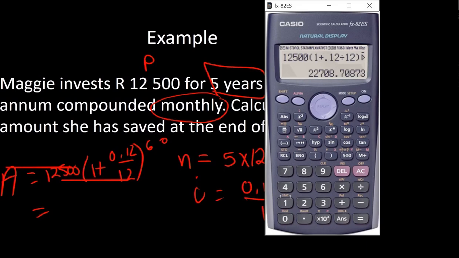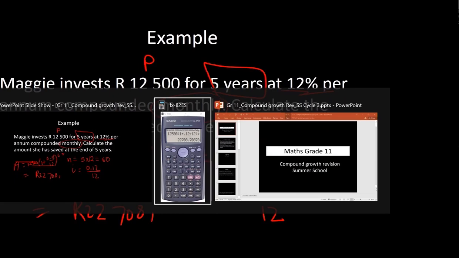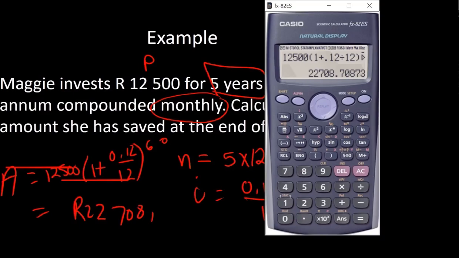And we see that she's going to end up with 22,708 Rand and 71 cents. So 22,708 Rand and, did we say it was 71? Yes, it was 71 cents.